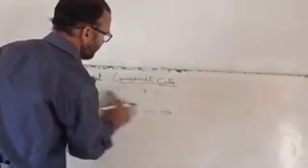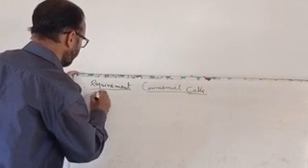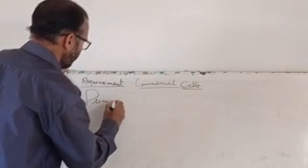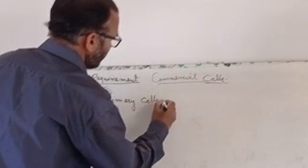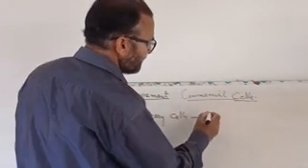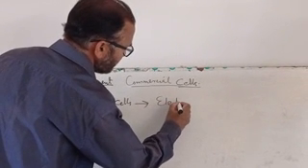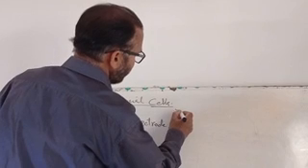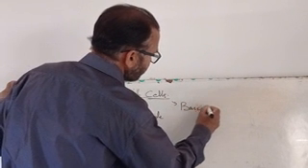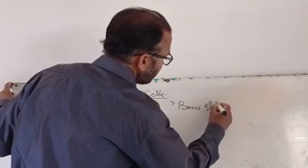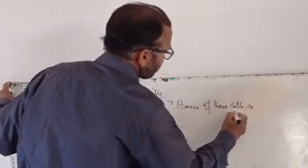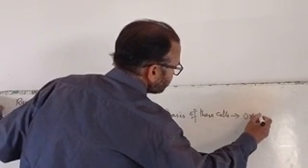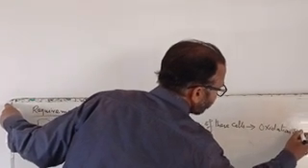Now, these cells are of two types. Number first, primary. Number second, secondary. So, what are primary cells? The basis of all these cells is oxidation reaction and reduction reaction. That's redox reaction.